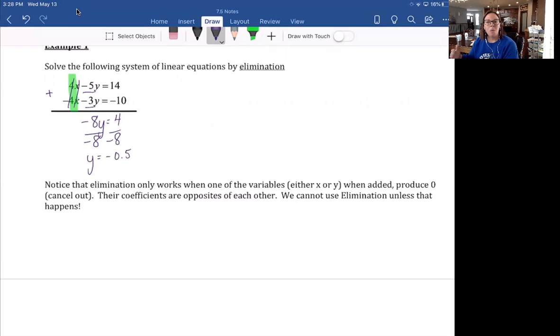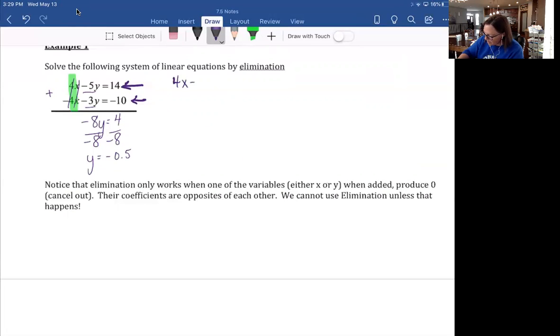I then take that y number and I put it back into one of the equations. Now, it does not matter if you use the first one or the second one. You'll get the same answer. Because remember, we're trying to find that coordinate point that works for both equations. So I'm going to just go ahead and use the first one.